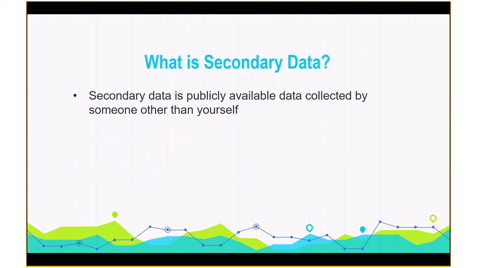So today we're going to delve in and really understand what secondary data is. Secondary data is data that is collected by someone other than yourself. Common sources of existing secondary data include data collected by government organizations such as the Centers for Disease Control or census data. Secondary data can be used for various purposes.